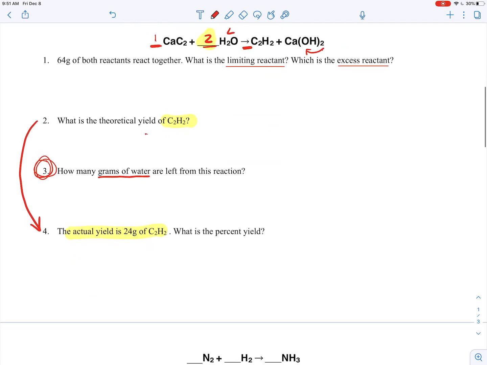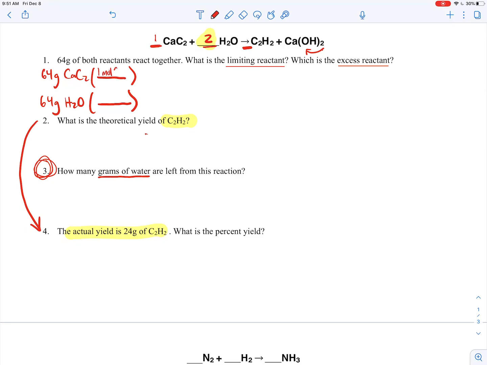So here I've balanced the equation for you. 64 grams of both reactants react together. What is the limiting reactant? What is the excess reactant? So again, same steps. We're taking grams of reactant. Both reactants in this case have 64 grams. And we're going to convert it to moles of product. Which product should we convert to? Here it says C2H2, so I'm going to convert to C2H2.